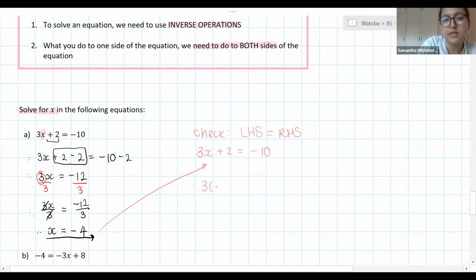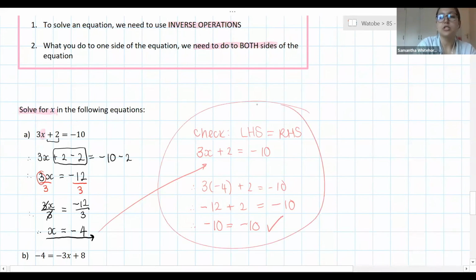So I'll have 3 times negative 4 plus 2 should equal negative 10. A positive times a negative is a negative. 3 times 4 is 12. So negative 12 plus 2, negative 10. And negative 12 plus 2 is a negative 10, because I'm adding 2 to something that's negative. And I've got negative 10 is equal to negative 10. Now that's true. Negative 10 is equal to negative 10. And so my left-hand side is equal to my right-hand side.